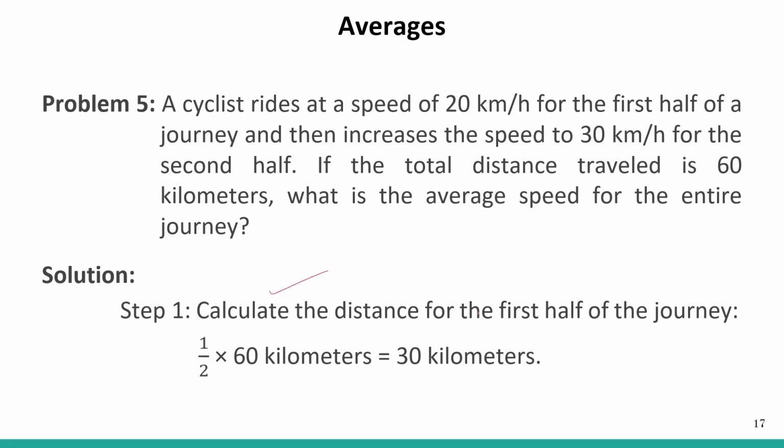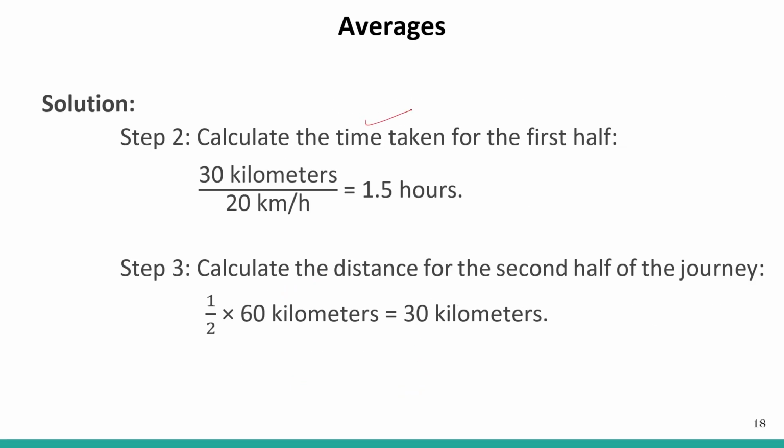So calculating the distance for the first half of the journey is equal to 30 km and the second half will also be 30 km, right? So calculate the time taken for the first half, which is 30 kilometers by 20 km per hour, equal to what? 1.5 hours. So calculate the distance for the second half of the journey. So 1 by 2 into 60 is equal to what? 30 kilometers.